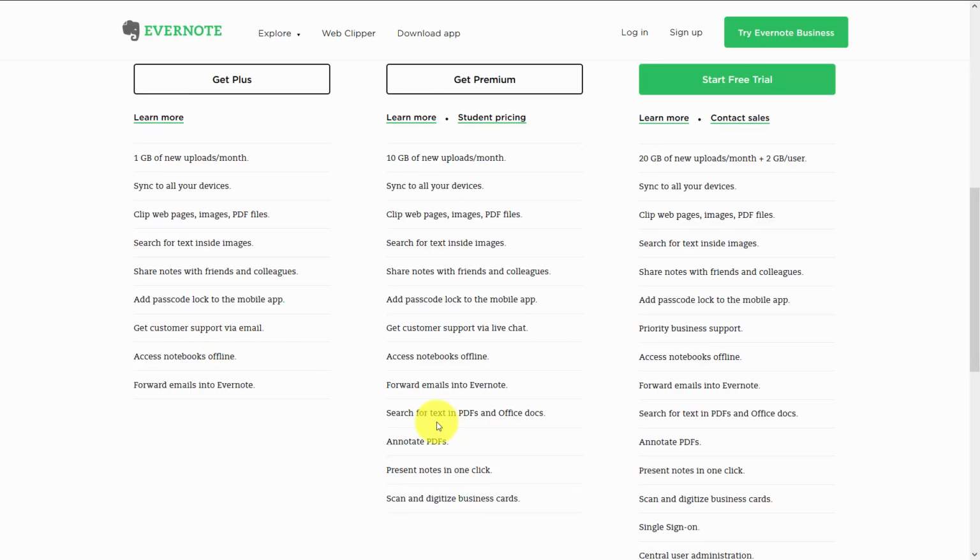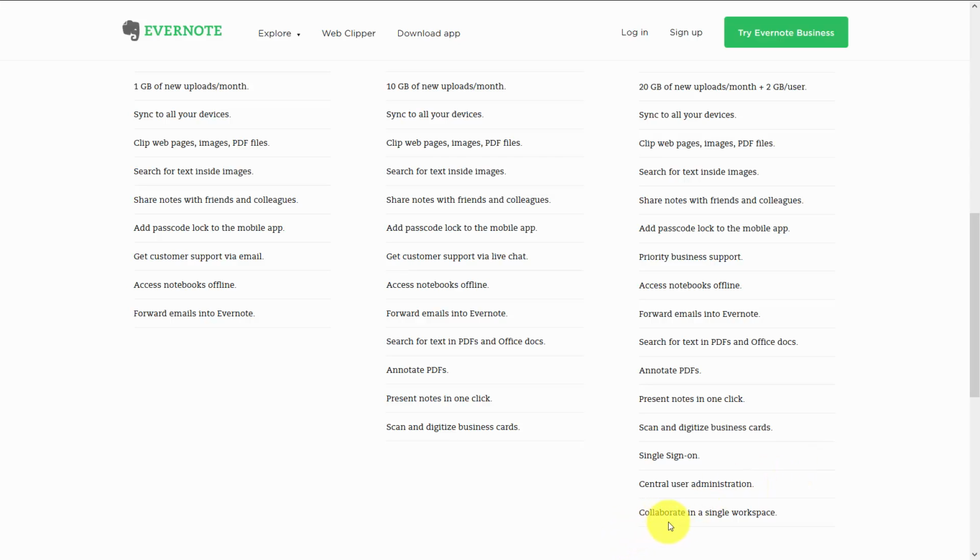For example, if you want access to your PDFs and your Office documents by search, you'll need to get a premium level. Or if you're going to be adding notes to your PDFs when you categorize them, or if you're going to be using your notes as a presentation, you will need the premium level. And lastly, you'll need the premium level if you're going to be scanning and digitizing business cards. None of those features are going to be available in the lowest level of paid access, which is the plus level.